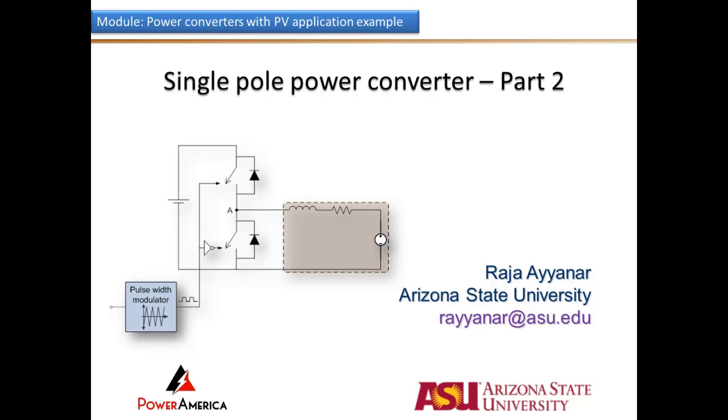In part 1 of the video on single pole power converters, we looked at the basic operation of single pole based power converters and analyzed the buck and the boost modes of operation. In this part 2, we look at the high frequency analysis leading to expressions for the peak to peak ripple in the pole current. And we'll also look at a few numerical examples.